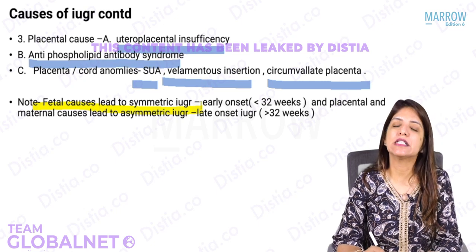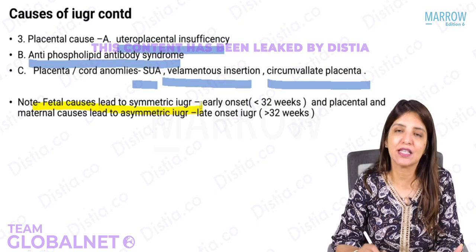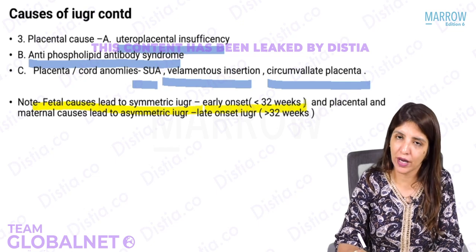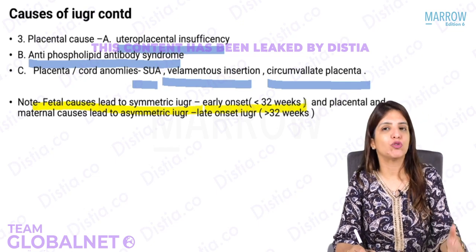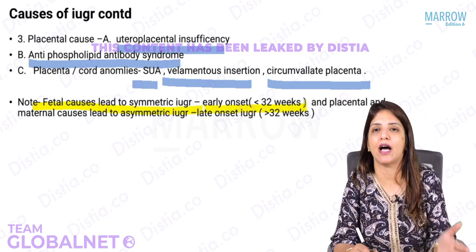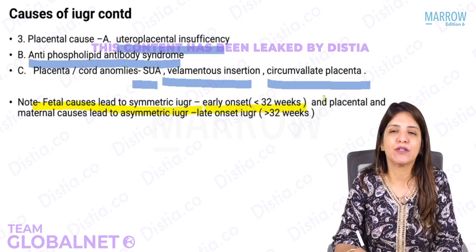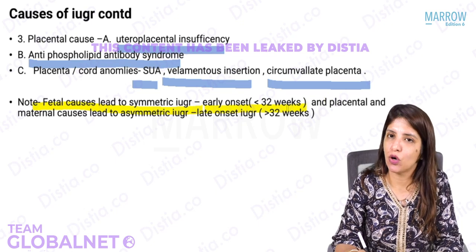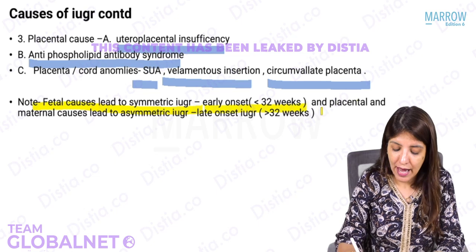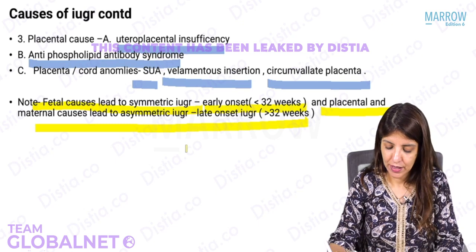So if you are getting symmetrical IUGR, it generally happens early in pregnancy. And when I say early in pregnancy, it means at less than 32 weeks. Fetal causes like chromosomal anomalies, congenital anomalies, infections, all of them lead to symmetrical IUGR, and symmetrical IUGR has an early onset. In comparison, placental causes and maternal causes lead to asymmetrical IUGR, and asymmetrical IUGR has late onset, right?